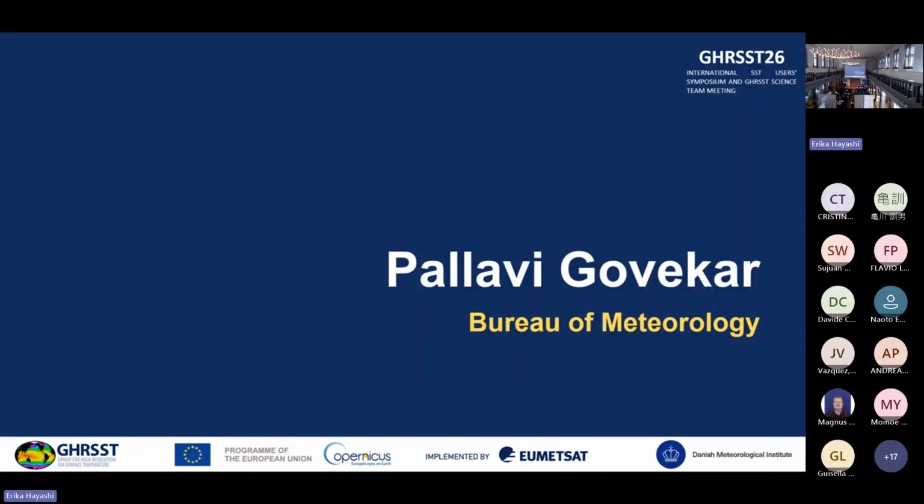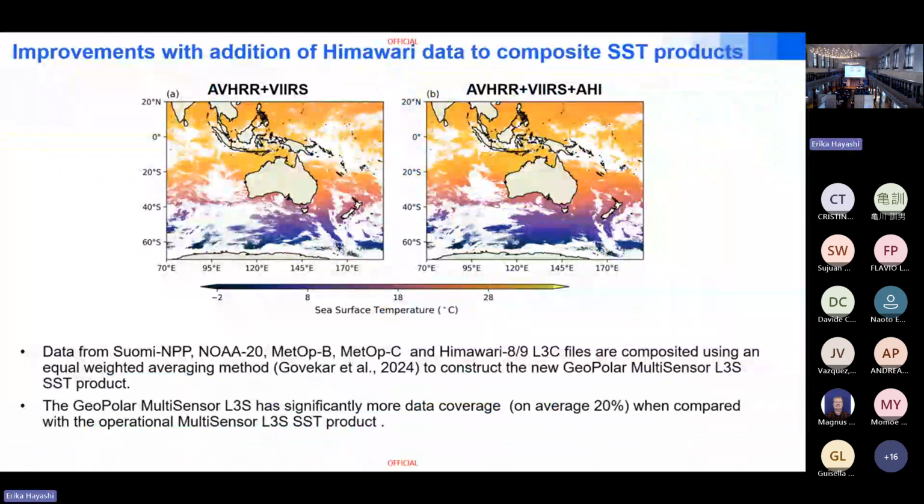So I'm Pallavi Govekar from the Bureau of Meteorology, and I will be talking about our level 3 supercollated sea surface temperature product and how we are using it to monitor heat stress and marine heat waves in the Australian region. At the Bureau, we have an operational level 3 supercollated L3S SST product made with a composition of polar orbiters. At the moment, these are SNPP, NOAA-20, Metop-B, and Metop-C going together.